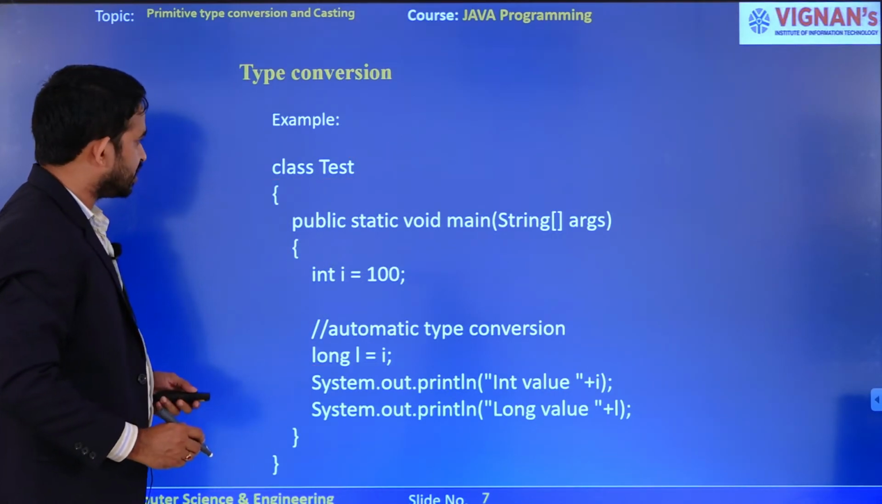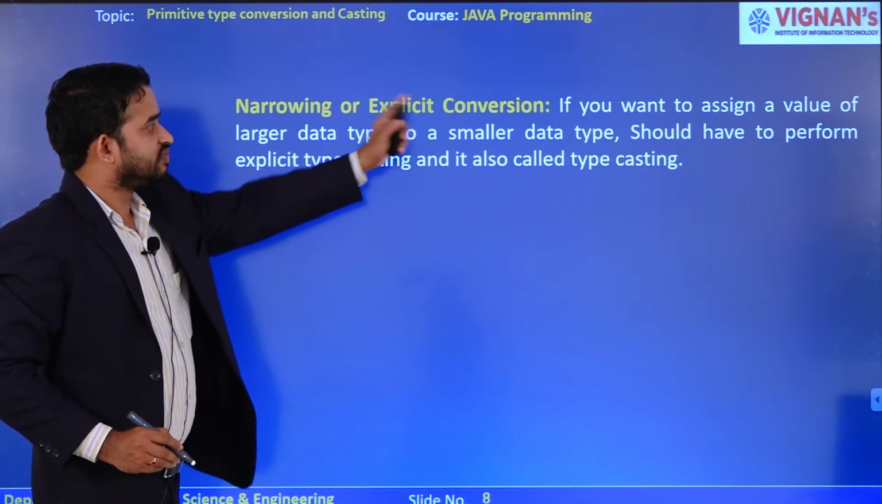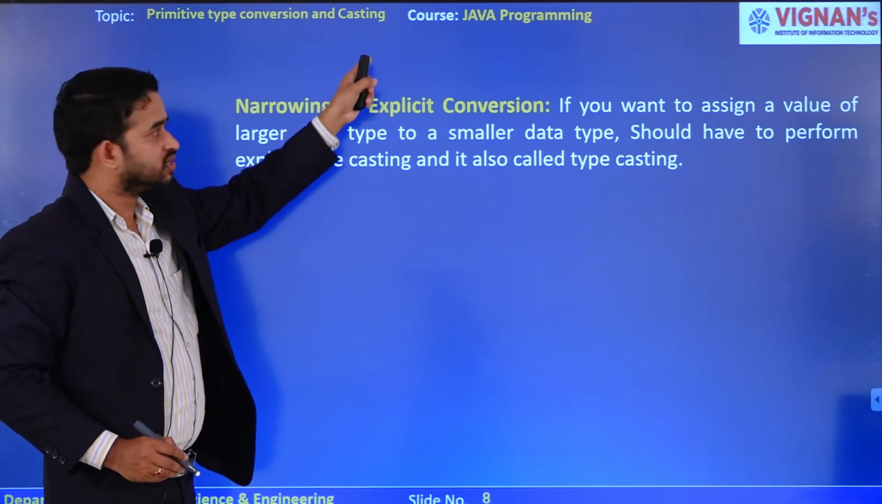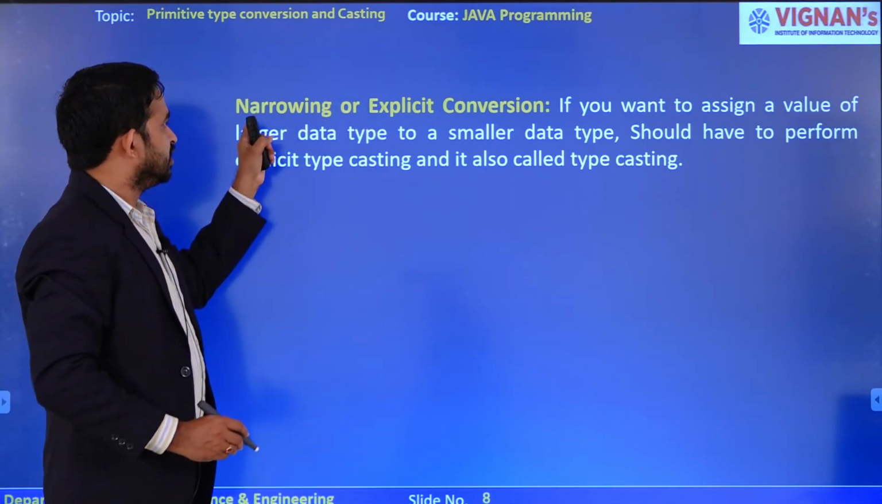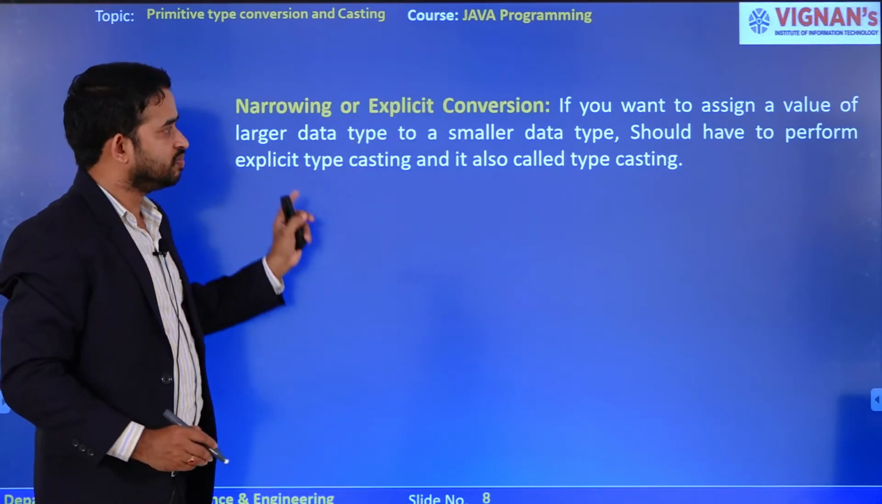Next we go for narrowing conversion. Narrowing we also call explicit conversion, and we can also call it casting. From an exam point of view, they may ask you to explain casting. Casting, also called narrowing, also called explicit conversion. What is the meaning of this?